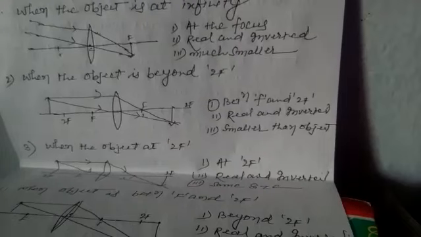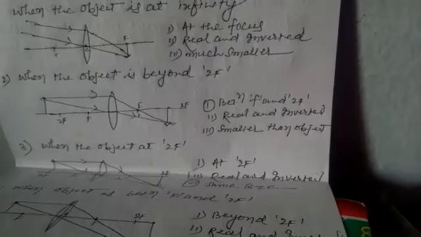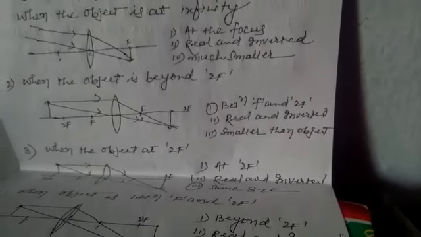Two rules. First rule, a ray parallel to the principal axis passing through the focus; another ray passing through the optical center. Both intersect between f and 2f, and the image will be formed real, inverted and smaller than the object.